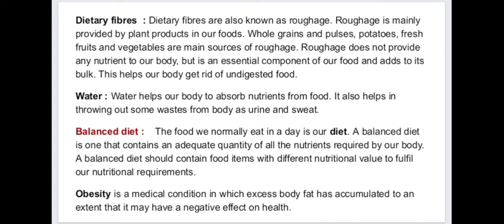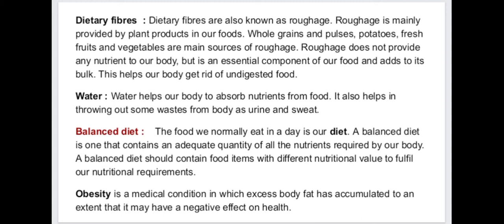A balanced diet is one that contains an adequate quantity of all the nutrients required by our body. A balanced diet should contain food items with different nutritional value to fulfill our nutritional requirements. Here, eating the right kind of food is not enough. It should be cooked properly, and it can be very harmful for us to eat much more food containing fat.